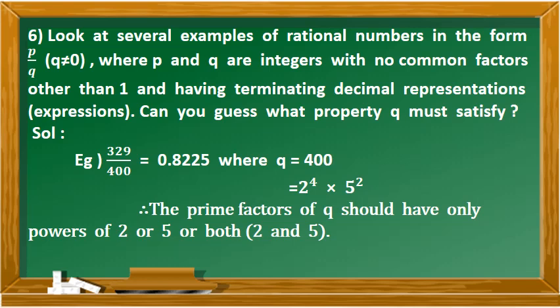Now we will see what form Q is in. Q is equal to 400, which when you factorize, you get 2 to the power of 4 into 5 to the power of 2, which is in the form of 2 to the power of m into 5 to the power of n, where m and n are whole numbers. In some cases, when you take the P by Q form, where they have no common factors other than 1 and have terminating decimal representations, Q will be in the form of 2 to the power of m only, or it will be in the form of 5 to the power of n only. So the prime factors of Q should have only powers of 2 or 5, or it will have both 2 and 5 also.